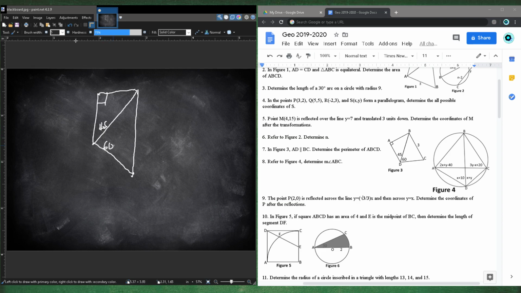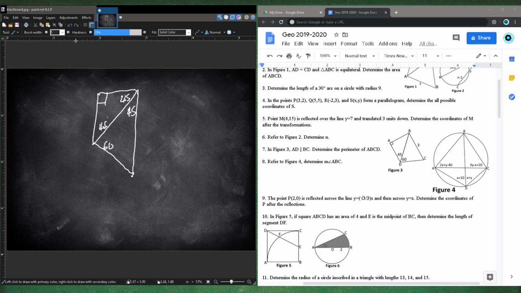So if this is 45, then this 60, that means this is 45, right? And they said that AD, this line and this line are parallel. So if that line is parallel, then this angle also has to be 90 because this is 90. So if this is 90, then this is 45, right?